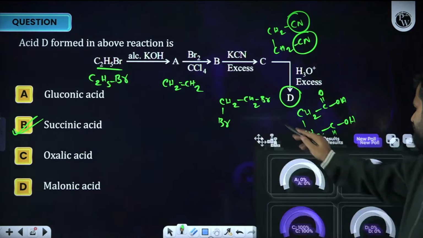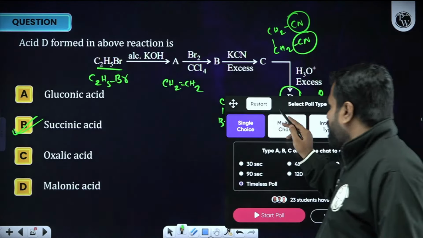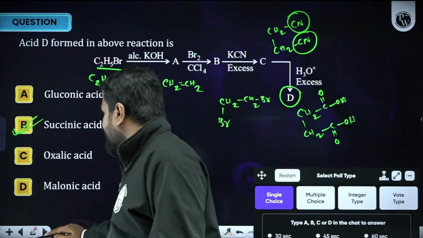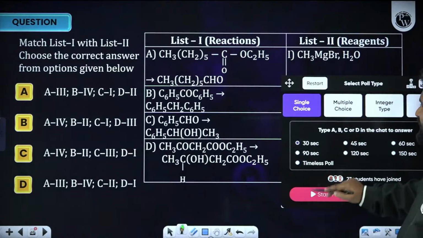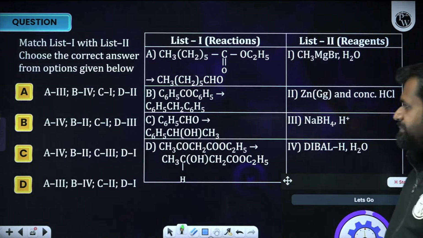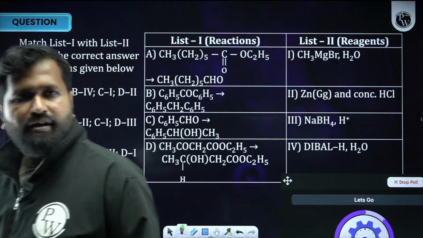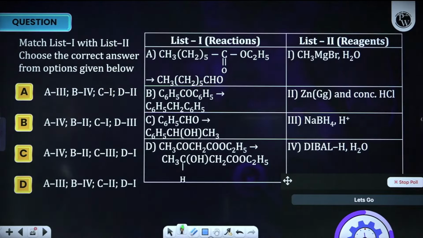Okay, from now onwards I will start the poll time of 45 seconds, 30 seconds. Next question. Match the list. Only 30 seconds. Quick. Match the following: aldehyde, ketone, carboxylic acid.